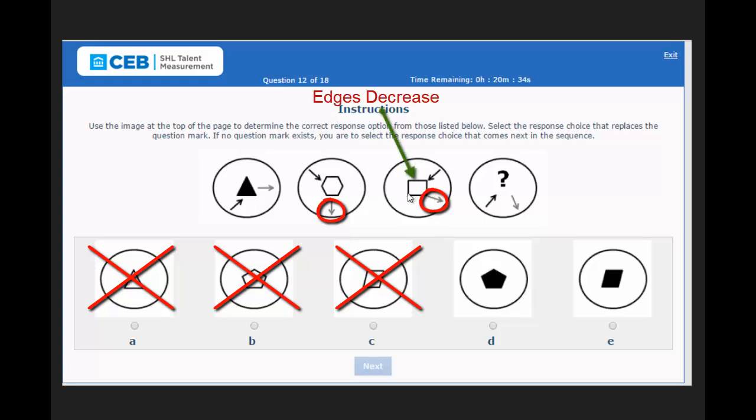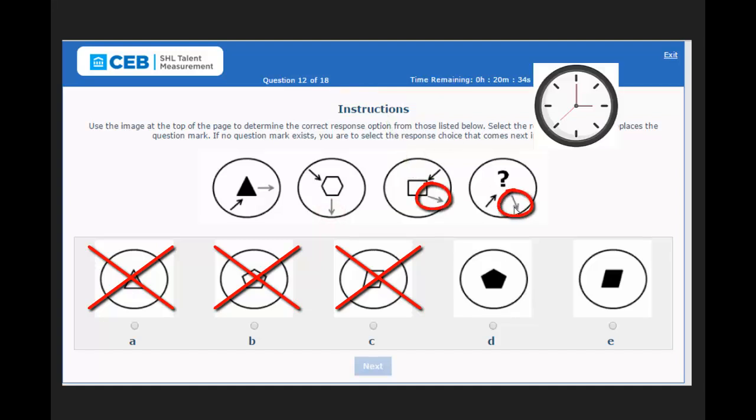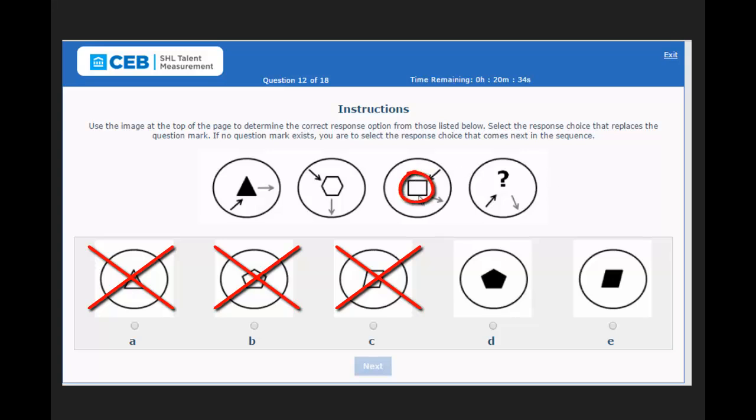Therefore, since from the third to the fourth frame the grey arrow rotates in the clockwise direction by a certain degree, we must expect the number of edges to increase in the fourth frame. And since in the third frame we had a rectangle, we can safely assume that the following frame must be a pentagon. Now we can see from the two available options that the correct one is answer option D, and thus this is the one that we must select.